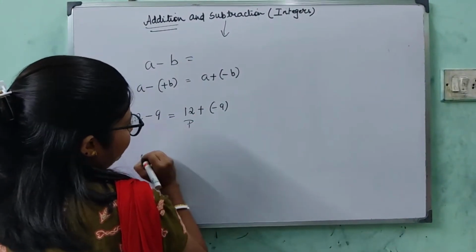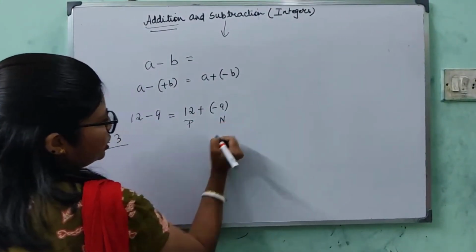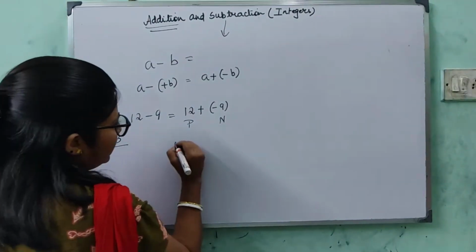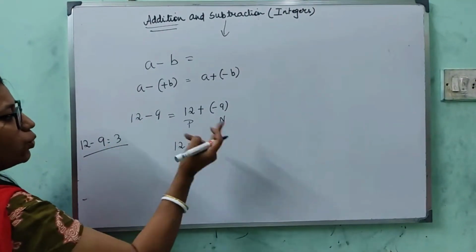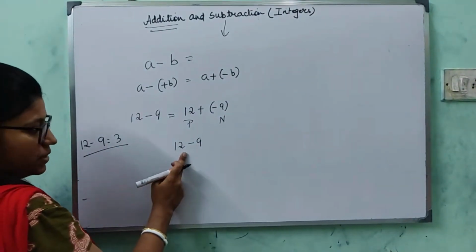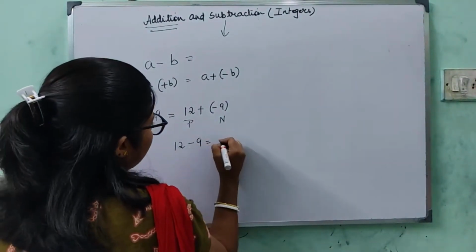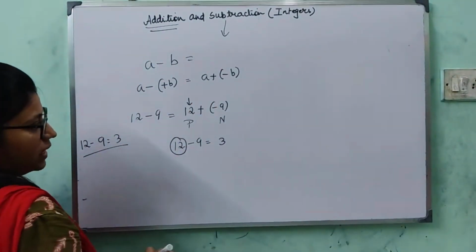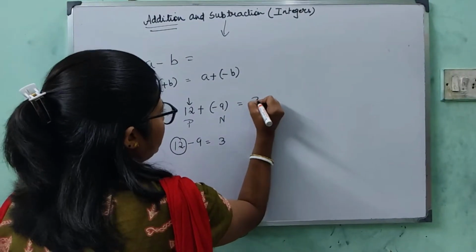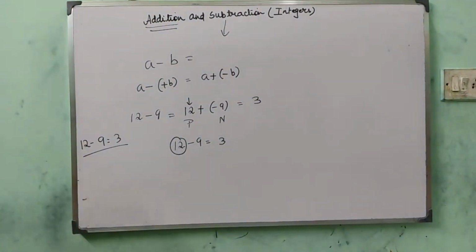I can see a positive integer 12 and a negative integer, that is minus 9. So just bring out the numbers separately, 12 and 9, and find their difference. Whenever two different signed integers, you will find their difference. So 12 minus 9 is your 3. Now what is the sign of 12? 12 is having a positive sign. So the answer is positive 3, or simply 3 you can write.